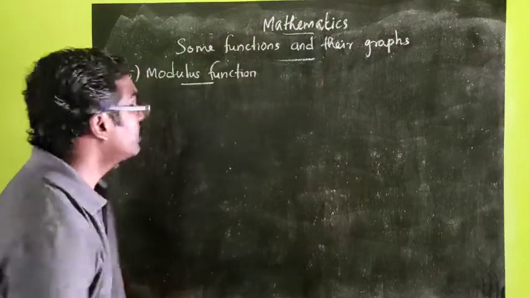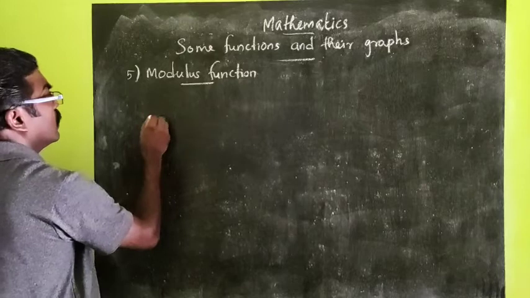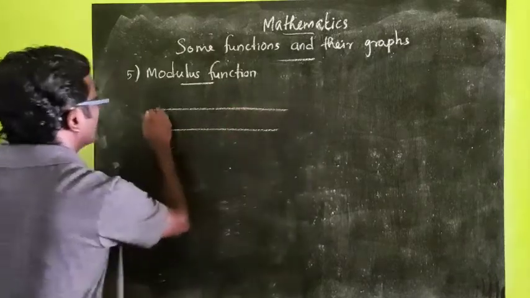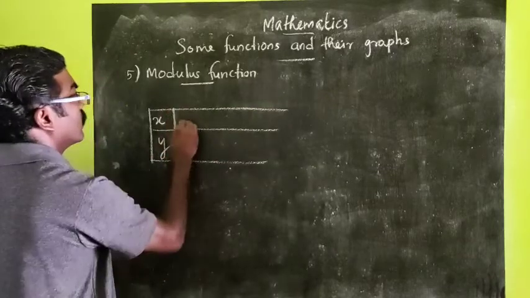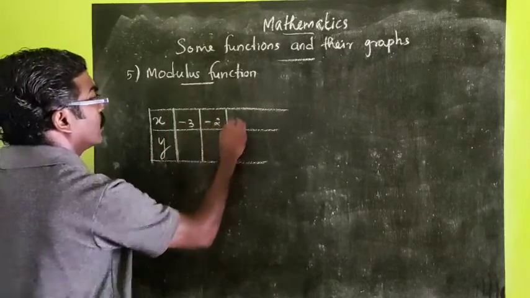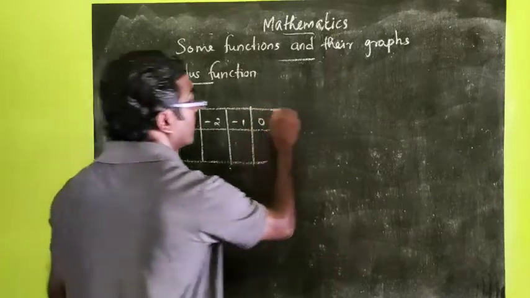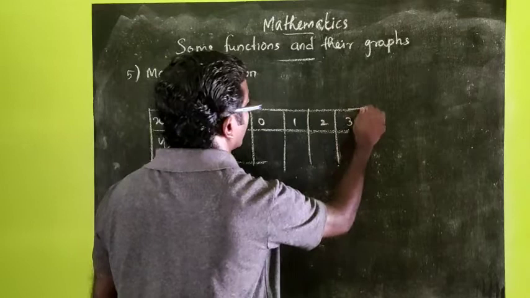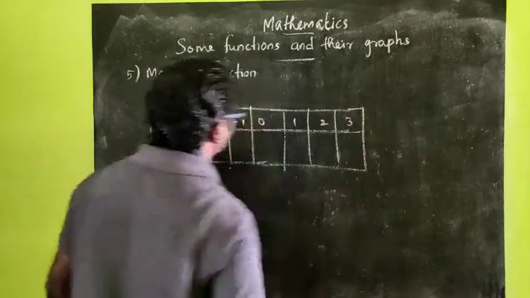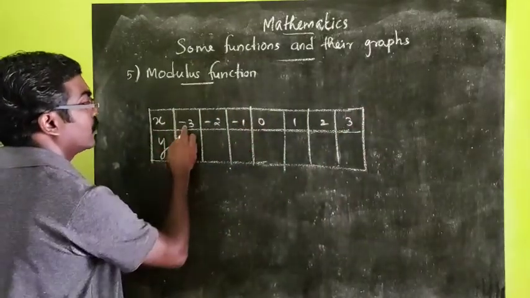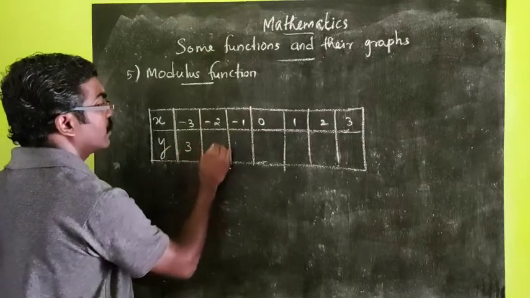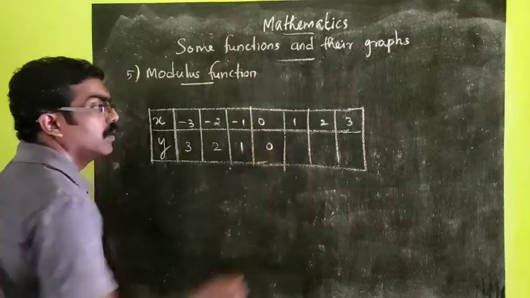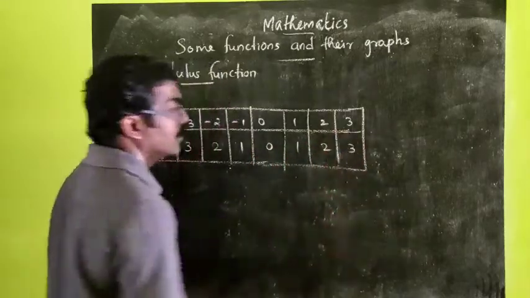Now we can draw the graph of this function, modulus function. So x value, y value, minus 3, minus 2, minus 1, 0, 1, 2 and 3. And the corresponding y values are modulus of minus 3, it is 3, modulus of minus 2, 2, modulus of minus 1, 1, modulus of 0, 0, and here 1, 2, 3. Okay.